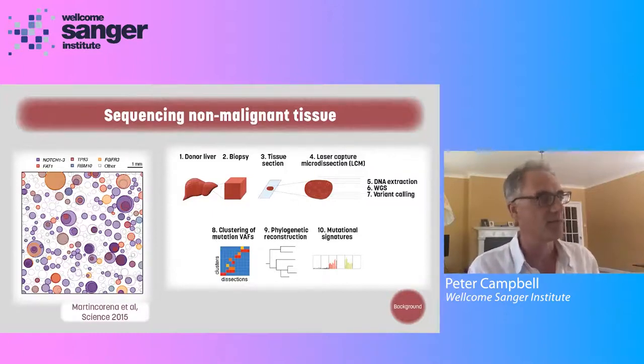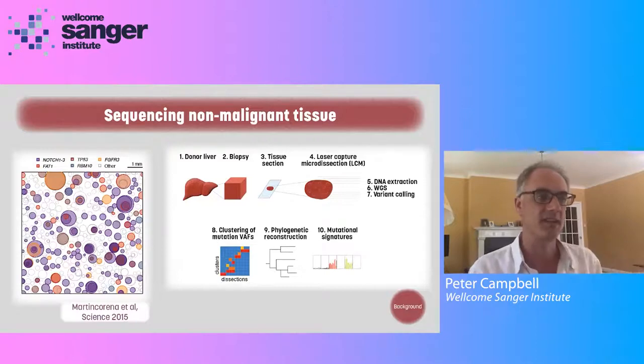So what we have to do is drill down into much smaller areas of tissue. And the way that we do that is we use laser capture microdissection in this protocol shown on the right. So we would take a region, in this case of liver, take a biopsy and tissue section, and then we use the laser capture microscope to isolate individual regions of tissue and then sequence those. And we can make sequencing libraries from as few as 100 or 200 cells.